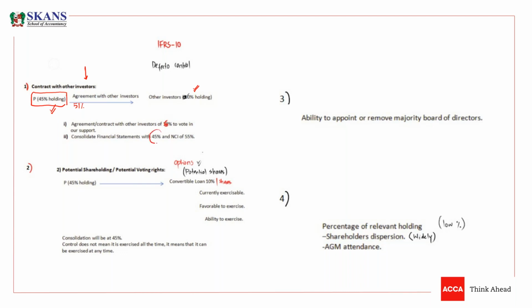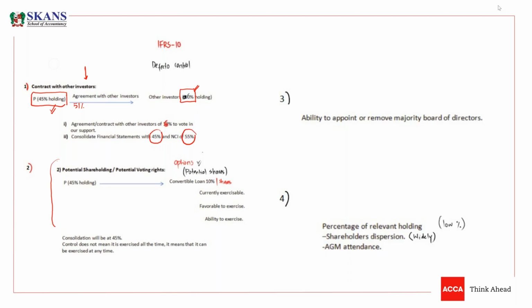Obviously, the parent share would be 45%, and the NCI share would be 55%. These 6% investors are part of NCI, although they are helping us to acquire control. But when we divide profits, obviously the NCI percentage would be 55%. So this is the first point. Now, the second point, potential shareholding or potential voting rights. This is going to help us to solve the next part. So I'm just keeping this for the next part. I will explain in a while while solving the next part.